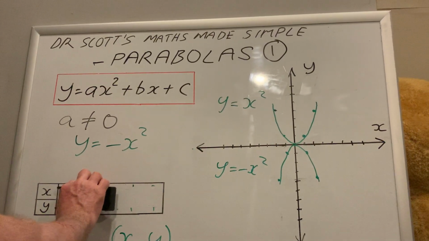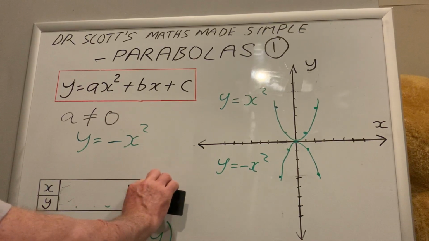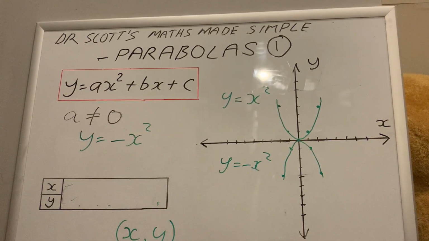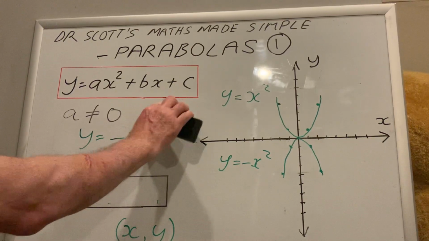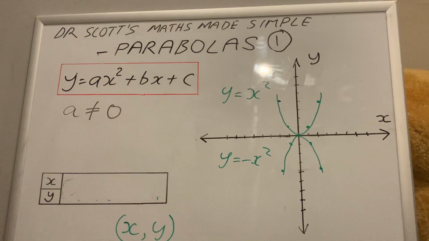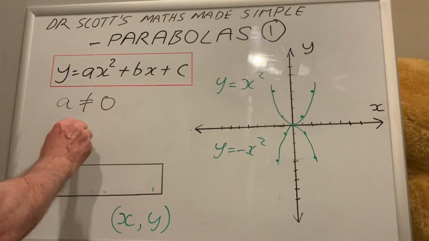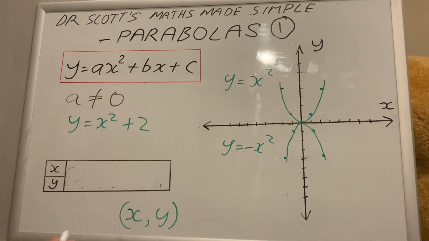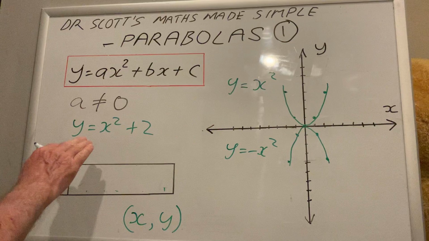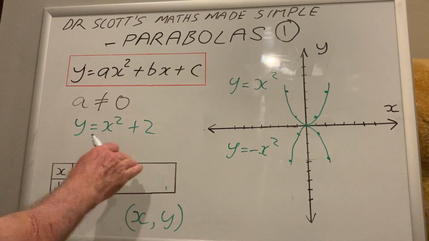So if we do the same thing again, but this time a little bit differently, what about y equals x squared plus 2? Well, again, I'll just quickly do it, but after that, we'll talk about them.